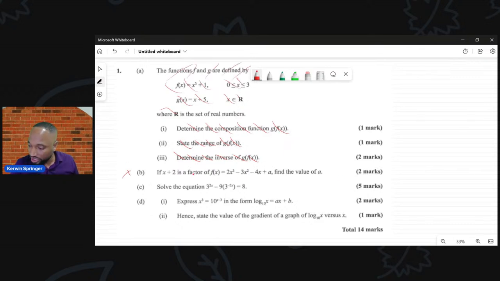However, what is this? This is a factor theorem question. This is an indices question. This is a logs question. This is a graph of a logs question. All of these we expect to see. So we're going to tackle part B right away, and let's go. We don't want to stay here too long. So, part B.